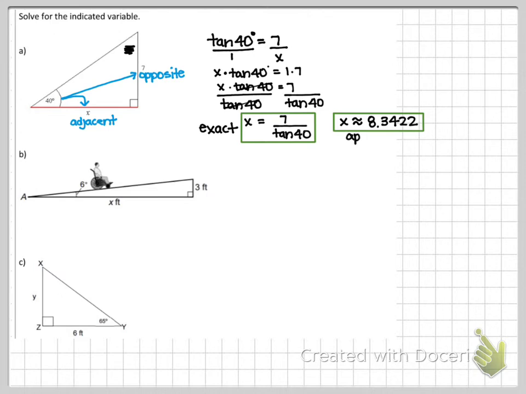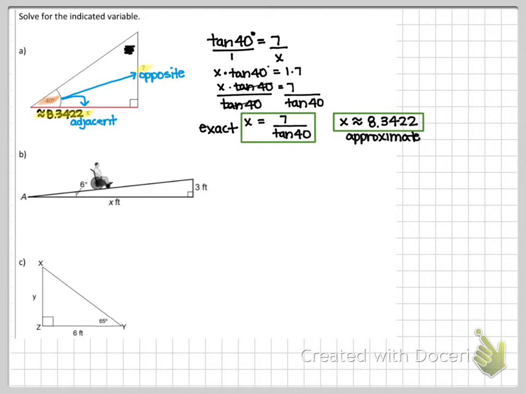We do want to make sure that this makes sense though. So let's go back to the picture. So we're saying that this adjacent side is approximately 8.3422. Let's notice how it compares to the other side. So we know the longest side in the right triangle is going to be the hypotenuse, which is the unmarked side. But then we want to take a look at the other two sides as well. So let's compare the 7 and the 8.3422. Notice the 40-degree angle inside the triangle is opposite the 7.